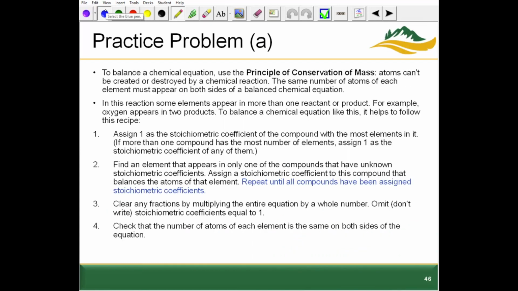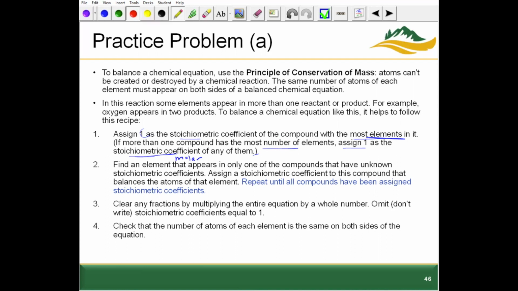So for interfering coefficients, we're going to approach it a little bit differently, still generally the same steps. So we're going to assign 1 as the stoichiometric coefficient of the compound with the most elements in it. If more than one compound has the most number of elements, we assign 1 as a stoichiometric coefficient for any of them. You would hear this called stoichiometric coefficient and molar coefficient as well.